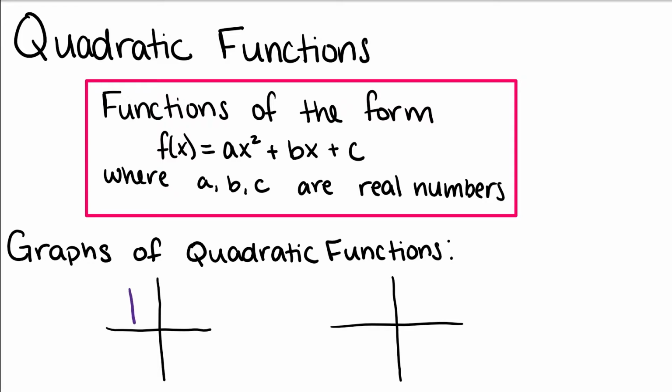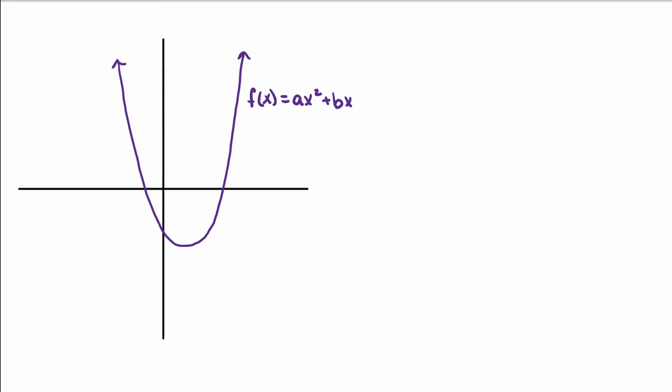So that U shape, whether it's facing up or facing down, is called a parabola. And whenever we see a graph with that U shape, that means it's a quadratic function. Let's dive a little deeper into the graphs of parabolas. When we graph a parabola, there are a few points we have to identify.